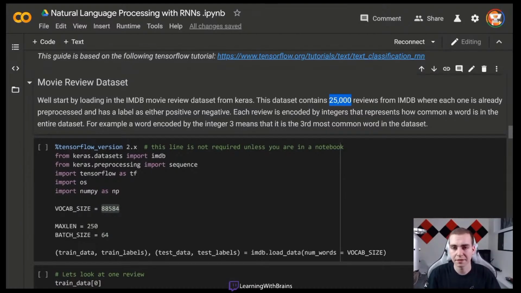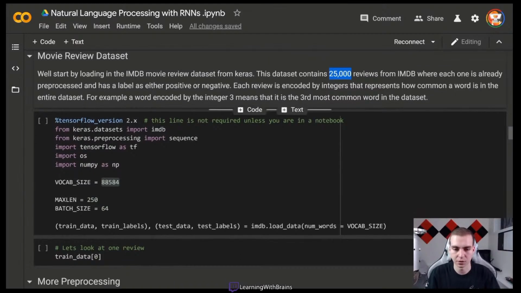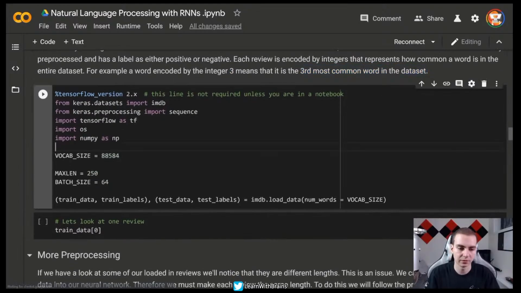Now what that means for us is that every single word is actually already encoded by an integer, and in fact they've done kind of a clever encoding system where the integer represents how common that word is in the entire dataset. So if a word was encoded by integer 3, that would mean that it is the third most common word in the dataset. And in this specific dataset, we have a vocabulary size of 88,584 unique words, which means that something encoded as 88,584 would be the least common word in the dataset.